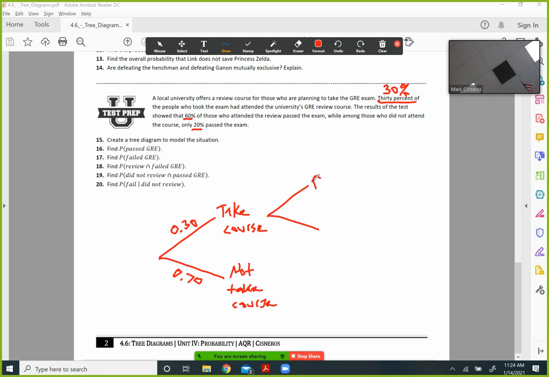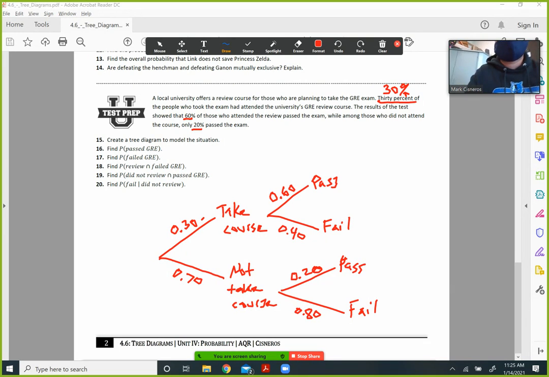After you take the course, you take the test, and you can either pass it or you can fail it. It says in the prompt that if they take the course, 60% pass. So that's 0.60, which means that 40% failed. Even if you didn't take the course, you can either pass the test or fail it. And again, in the prompt, it says that if they didn't take the course, only 20% passed. Obviously, taking the course is helping people pass this test.